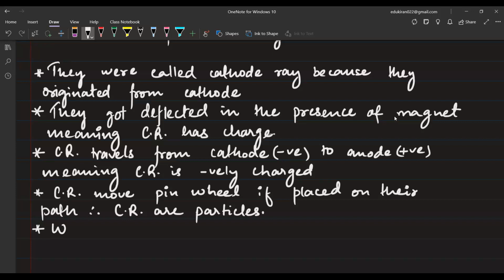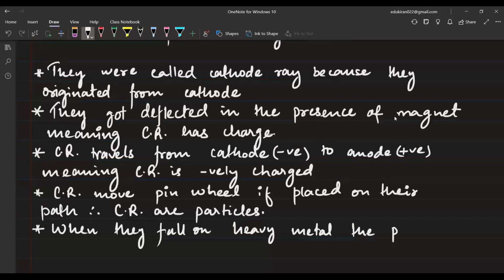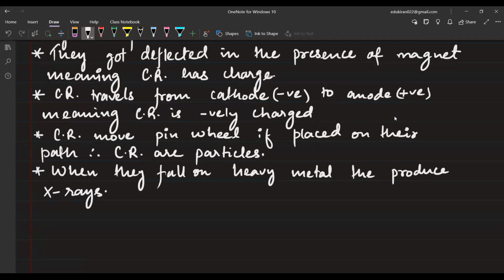Next point: when they fall on heavy metal, they produce X-rays. Last one: cathode rays travel at the speed of light.